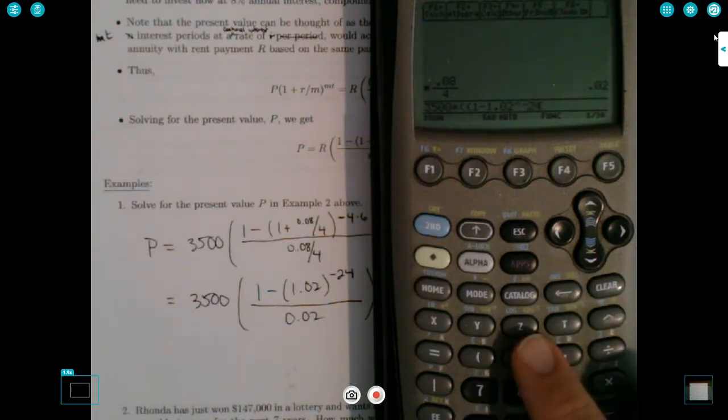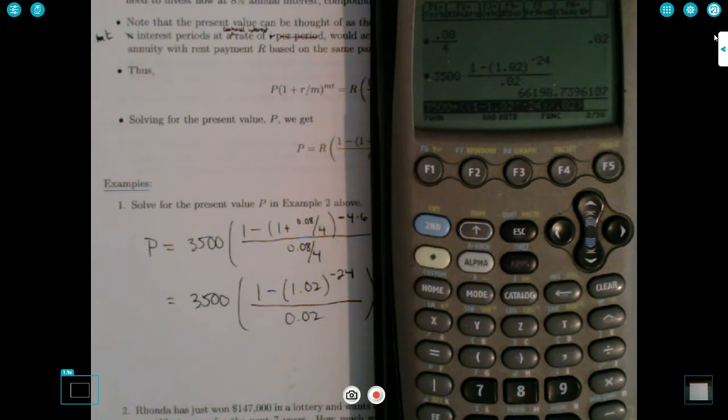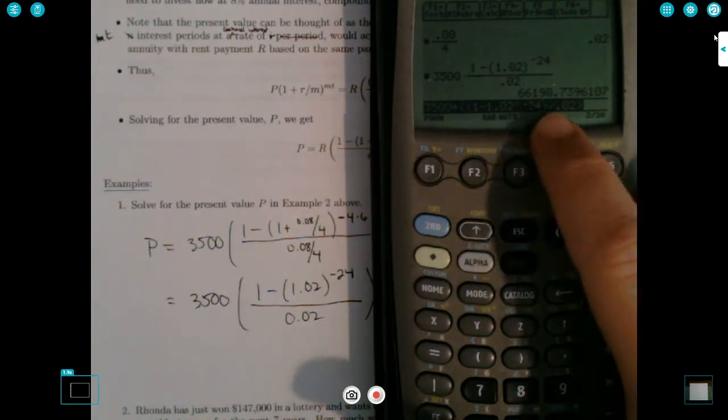Okay, so here's how this would look on my calculator. I would do 3,500 times, and then open up the big set of parentheses. And then I'm going to need to do this entire numerator, so 1 minus this thing. So I'm going to open up another set of parentheses so that I can do 1 minus 1.02 to the power of negative 24. And then I can close that set of parentheses for the numerator and then divide by 0.02 in the denominator, and then close the big set of parentheses, right?